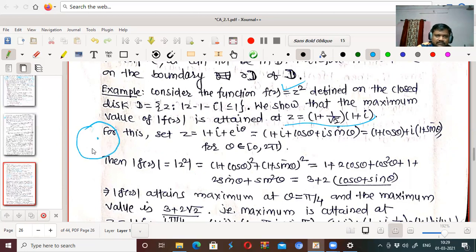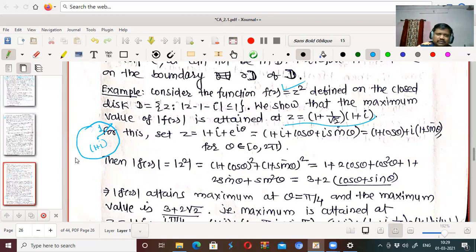This D is having center at 1 plus i and radius 1. This is our D. Okay, and we have to show that f of z has maximum modulus at this point, that is 1 plus 1 by root 2 plus i into 1 plus 1 by root 2. Means whose x coordinate is also 1 plus 1 by root 2, y coordinate is also 1 plus 1 by root 2.